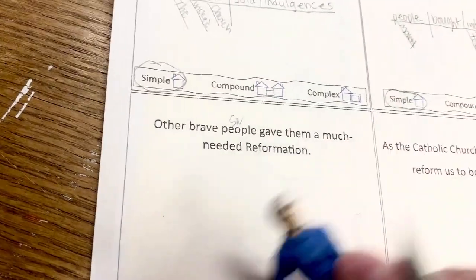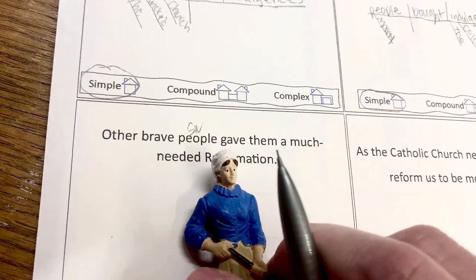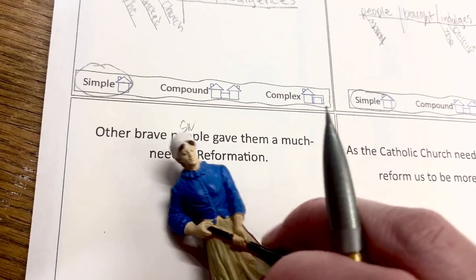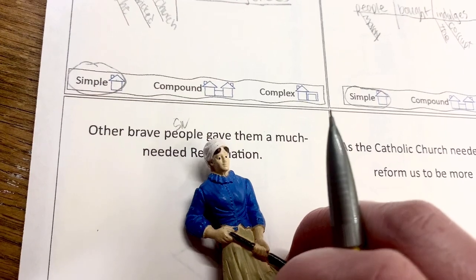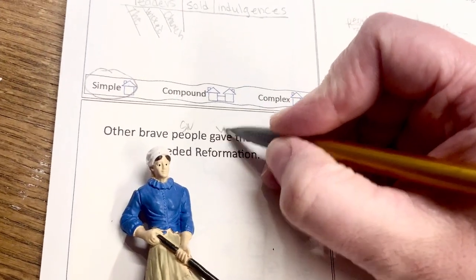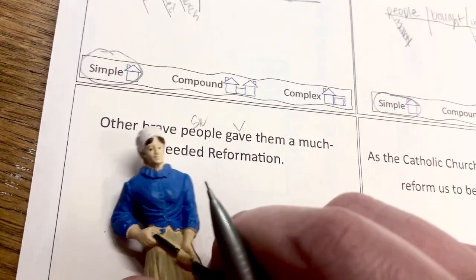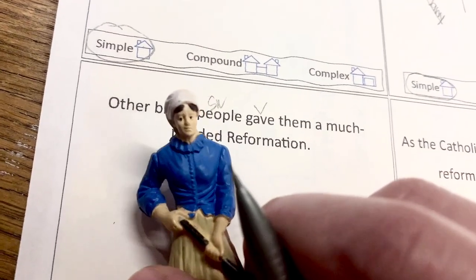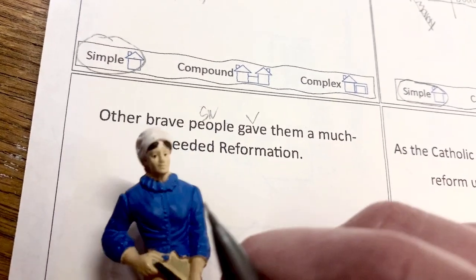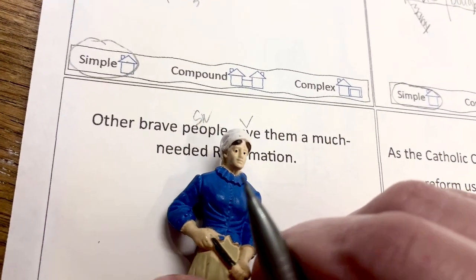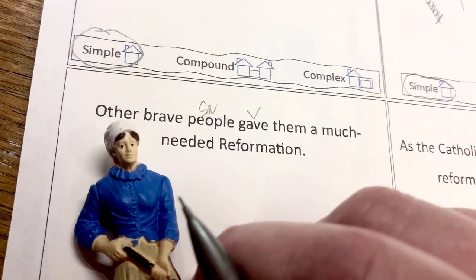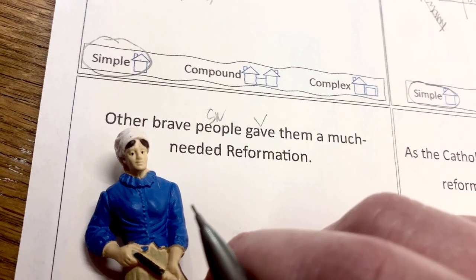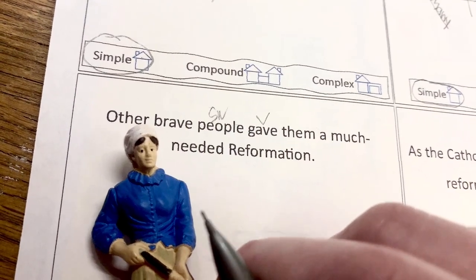Very good. Other brave people gave. Okay, what is being said about people? People gave. Verb. Now, I see, Sister Allred, you are trying to trick us here. Let's see if these children can figure out the trick. People gave who or what? Do you know?